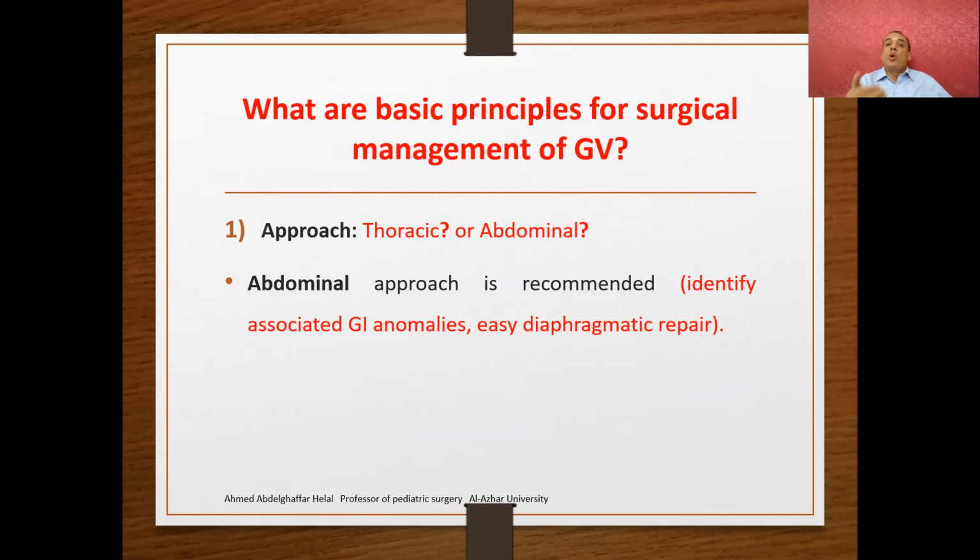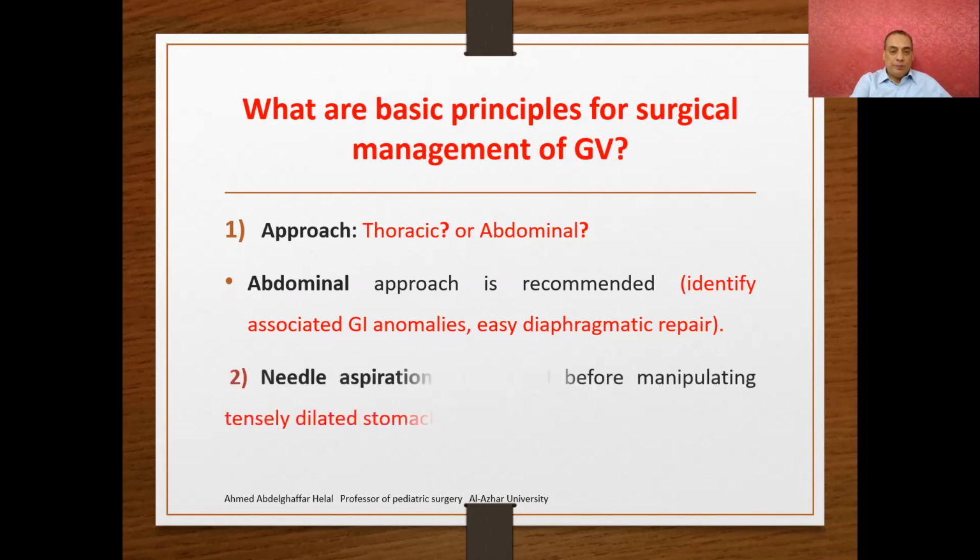Why? Because it identifies the associated gastrointestinal anomalies. Number two, it allows for easy diaphragmatic repair and repair of associated anomalies. Wandering spleen, we can perform splenopexy. We can treat any band, remove any band causing the volvulus. So the abdominal approach is preferred over the thoracic approach, even if there is intrathoracic volvulus.